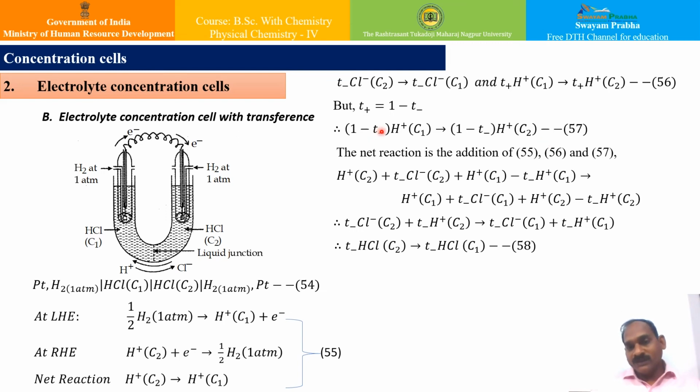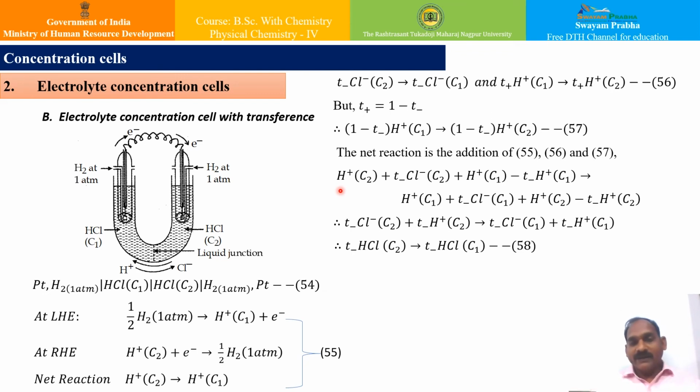So these hydrogen ions are transferring from the left hand side to the right hand side. The only thing is the multiplying cationic transport number has been represented like this. So the net reaction is the addition of equations 55, 56 and 57. If I write this down, it will give me this kind of complete reaction.